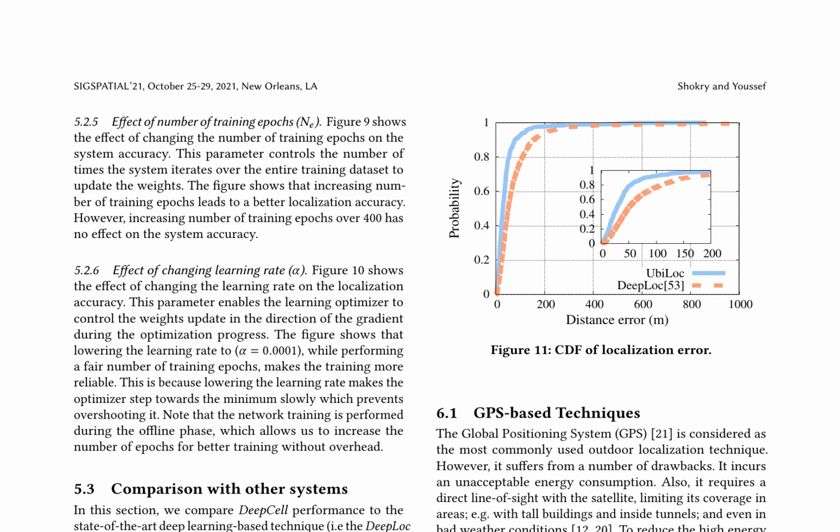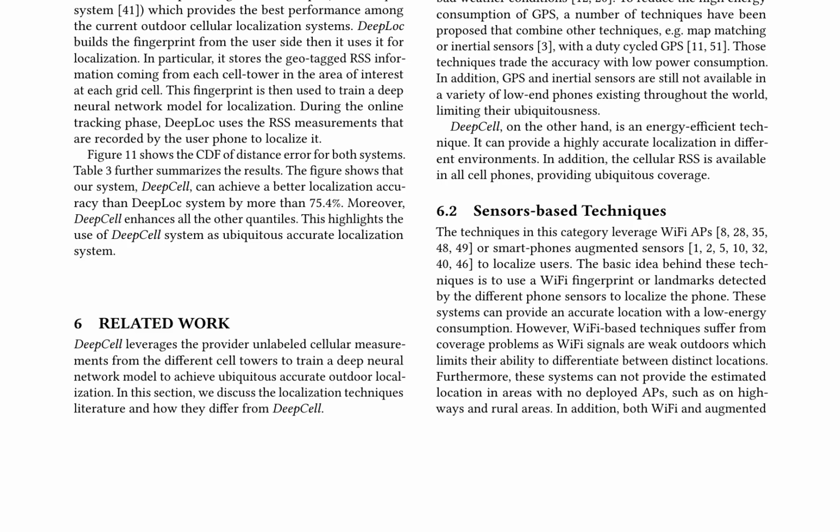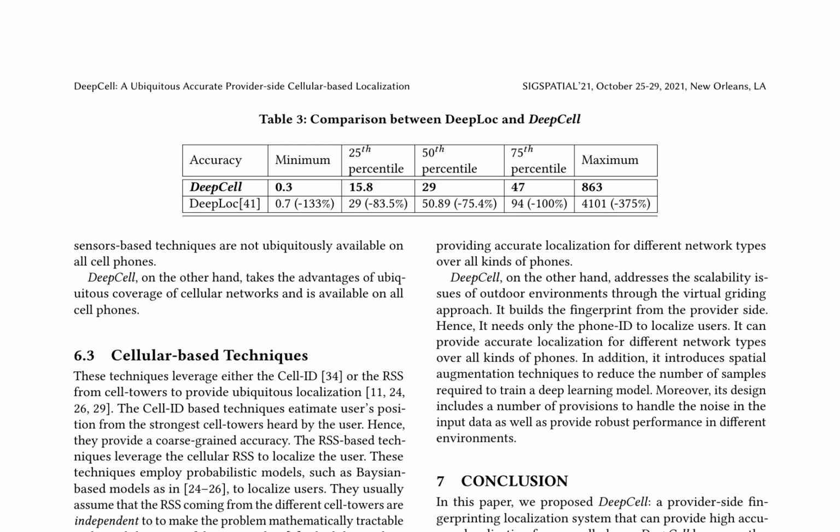Comparisons with state-of-the-art systems like DeepLock show that DeepCell achieves better localization accuracy by more than 75.4%. The paper also discusses related work, highlighting the limitations of GPS-based and sensors-based techniques and the advantages of DeepCell's energy-efficient and ubiquitous coverage.